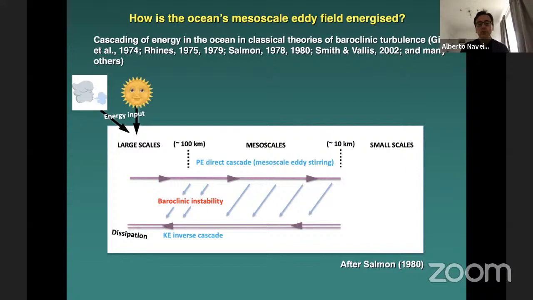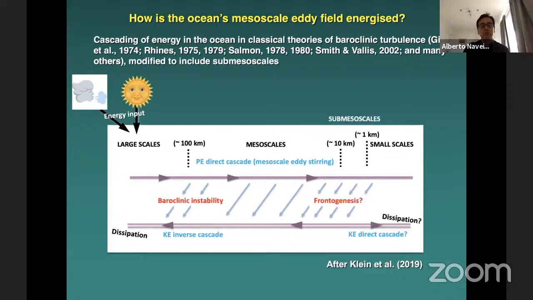And then we have an inverse cascade that pushes this energy towards larger and larger scales. And dissipation is supposed to happen as these larger scale eddies interact with the boundaries. But over the last 10, 15 years, we've grown to know more and more about submesoscales in the ocean. They're not so energetic as mesoscales, but they happen on scales where some interesting dynamics occur.